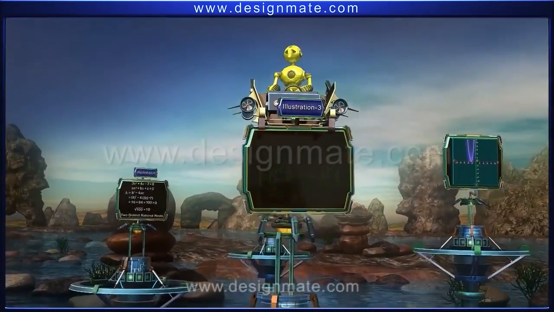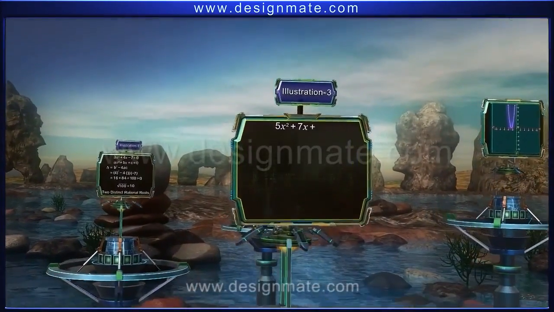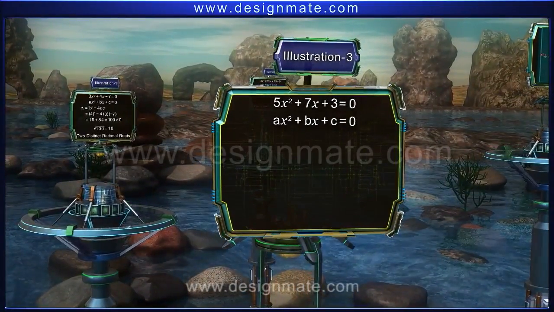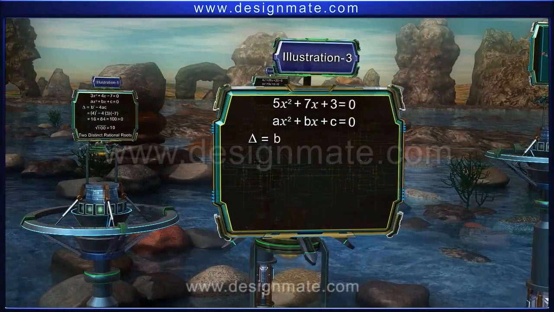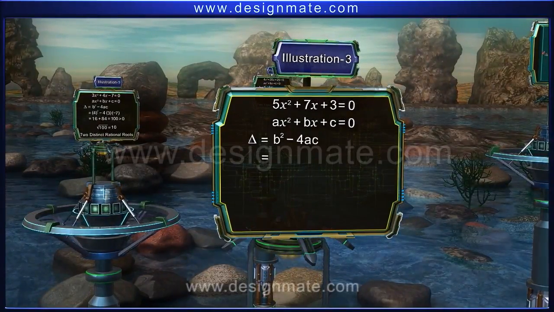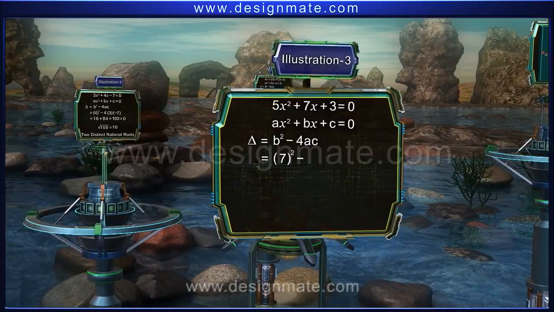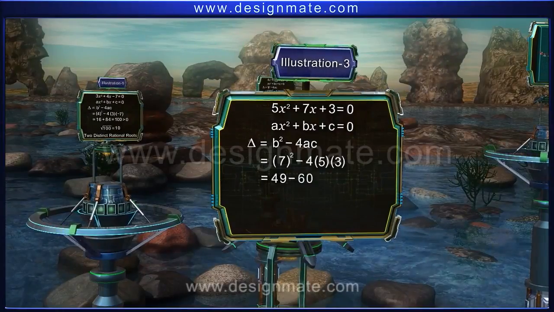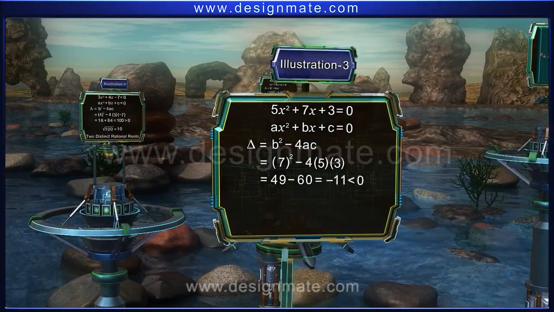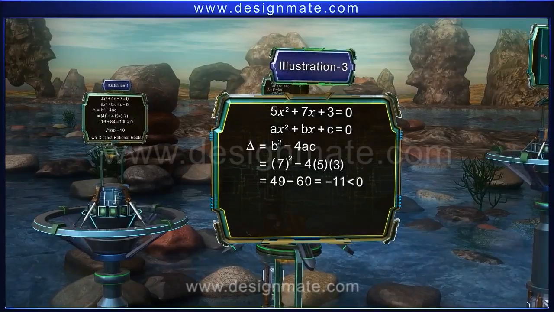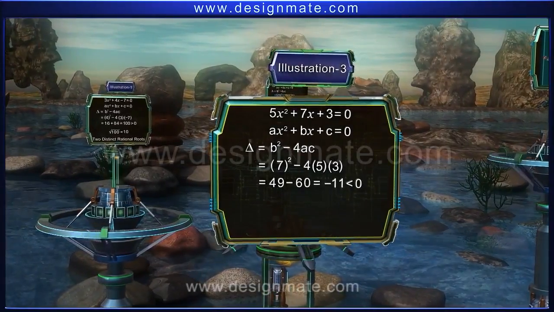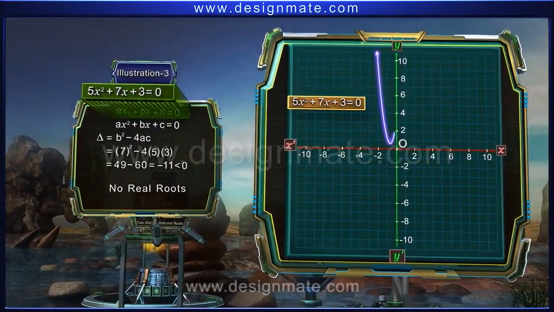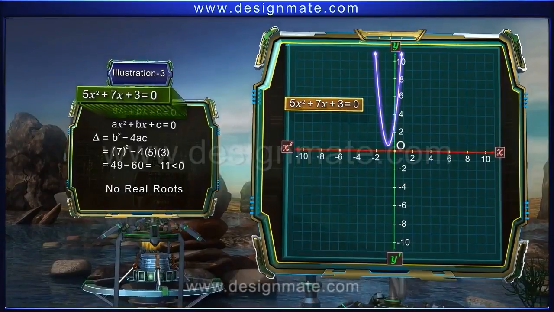Let us consider another quadratic equation. 5x squared plus 7x plus 3 equals 0. Once again, we calculate the discriminant. Delta is equal to b squared minus 4ac equals 7 squared minus 4 times 5 times 3 is equal to 49 minus 60 equals minus 11, which is less than 0. It indicates that this quadratic equation does not have any real roots. So the graph of this quadratic function does not intersect the x-axis at all.